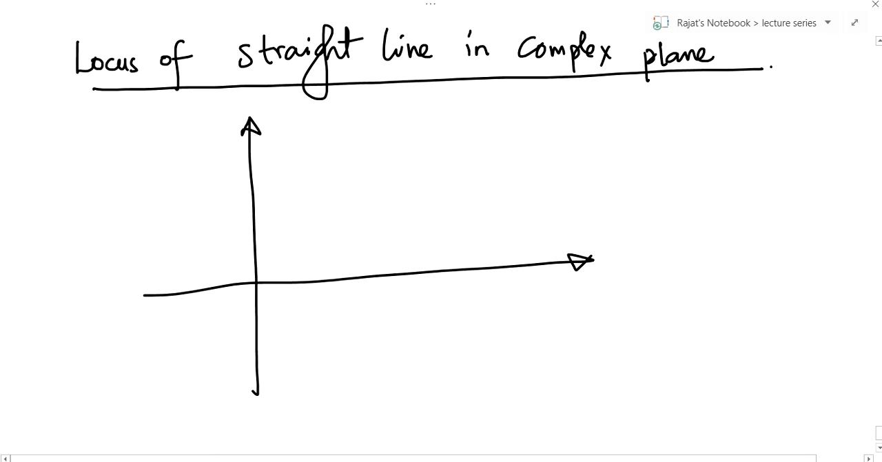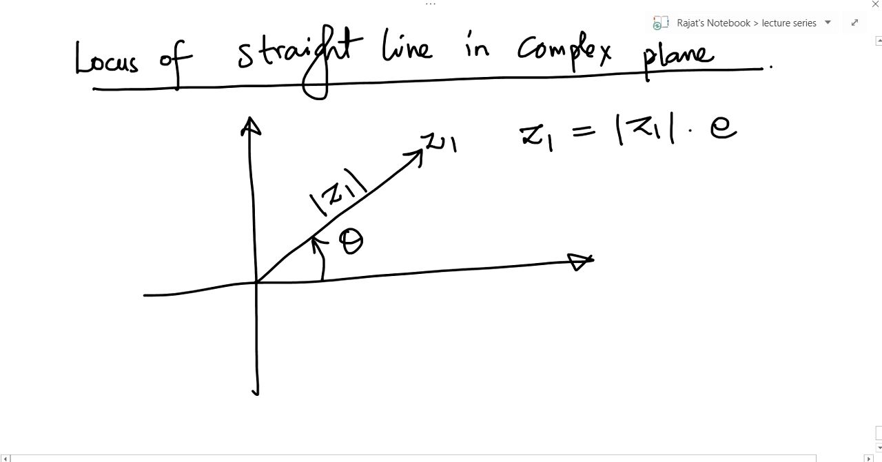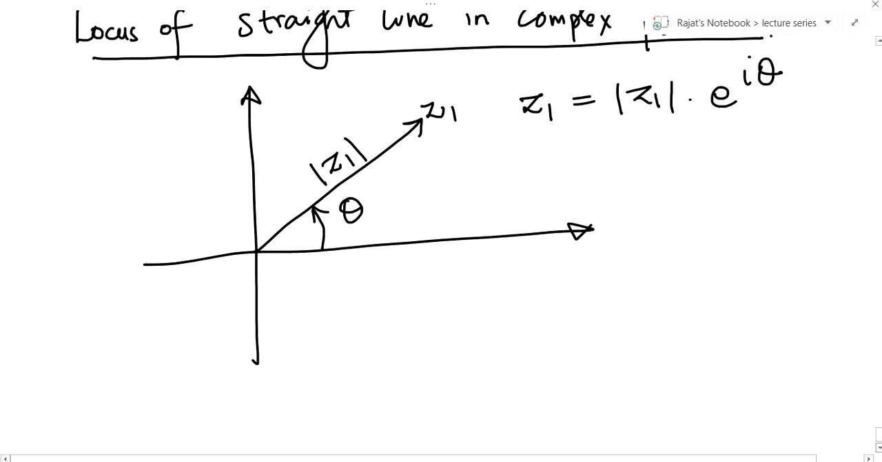So suppose there is a complex number z1 which is at an angle of theta. I want to write this complex number. How will I write it? This complex number can be written as mod z1 e to the power I theta. Okay, now just think about it.